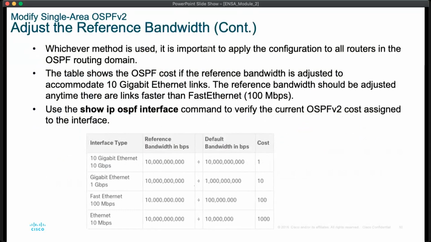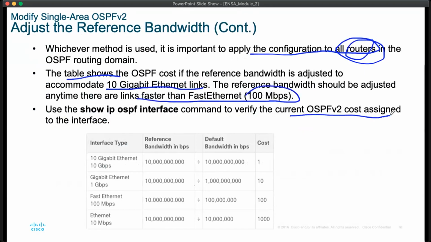Whichever method is used, it is important to apply the configuration to all routers in the OSPF routing domain. The table shows the OSPF cost if the reference bandwidth is adjusted to accommodate a 10 gigabit Ethernet link. The reference bandwidth should be adjusted any time there is a link faster than Fast Ethernet, which is 100 megabit per second. Use the show ip ospf interface command to verify the current OSPF cost assigned to the interface.